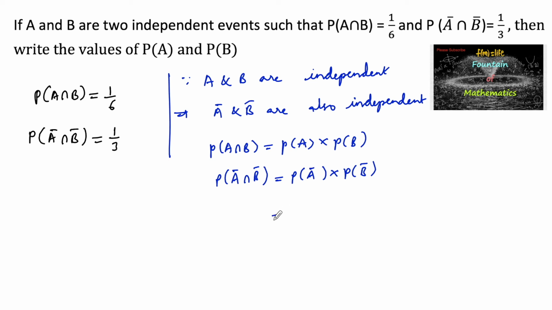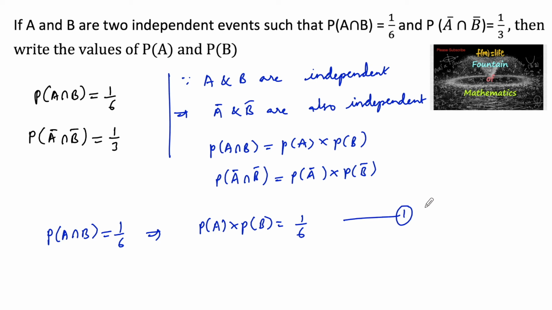So it is given P of A intersection B is equal to 1 upon 6. Since A and B are independent, we can write P of A into P of B is equal to 1 by 6. Let us make it as equation 1.